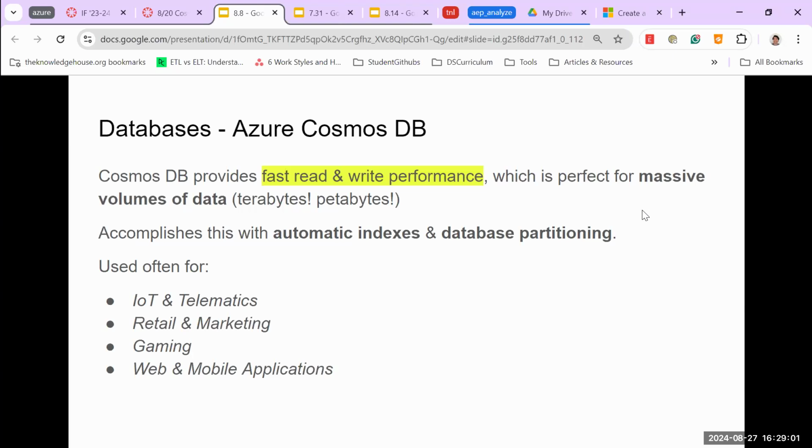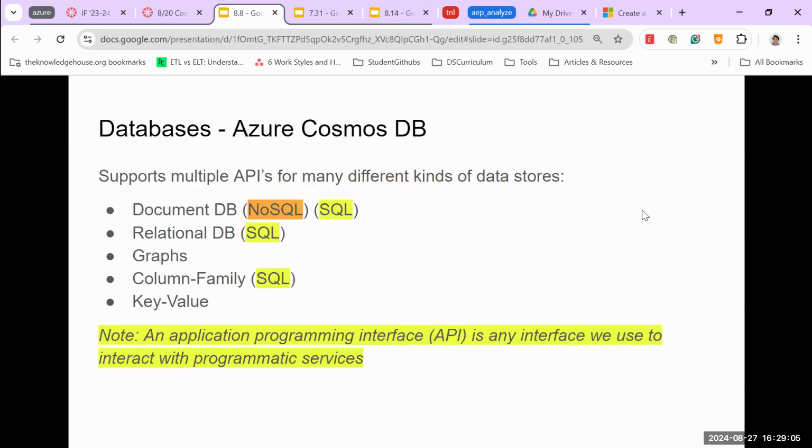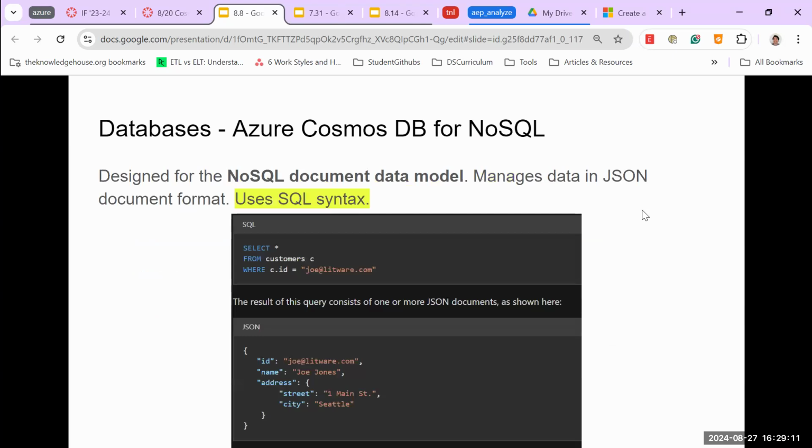We'll talk about what database partitioning is later on when we get to Postgres, but for now, let's just go back to our classic NoSQL solutions on Cosmos. So first up, let's talk about document databases in Azure Cosmos DB.